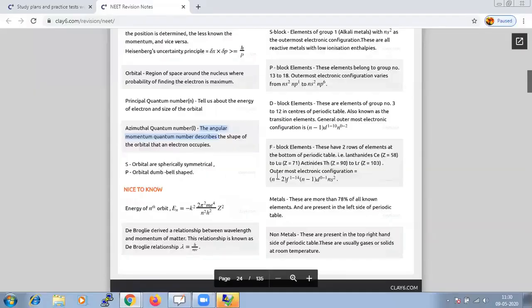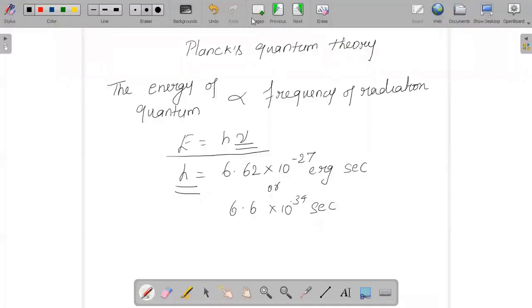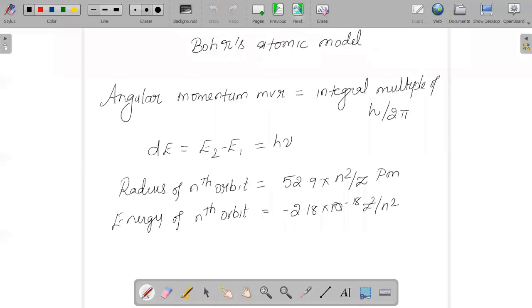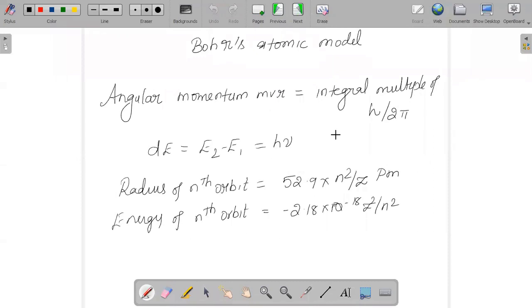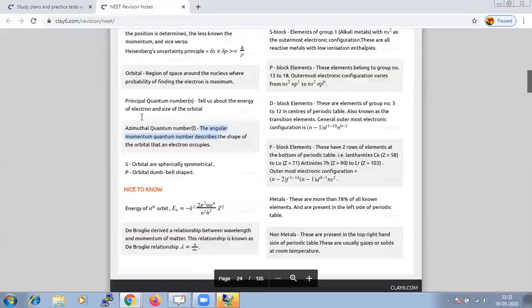And next we have to talk about de Broglie. He derived a relation between the wavelength and momentum of matter, and the relation says lambda is equal to h by m v. So de Broglie's relation is lambda is equal to h by m v. Angular momentum, you can relate it to this relationship, that de Broglie lambda is equal to h by p.